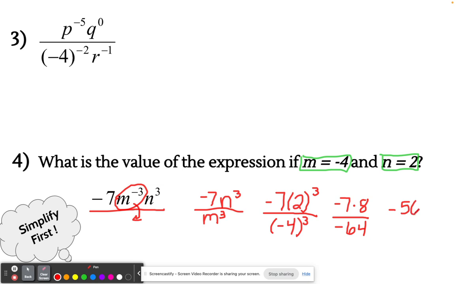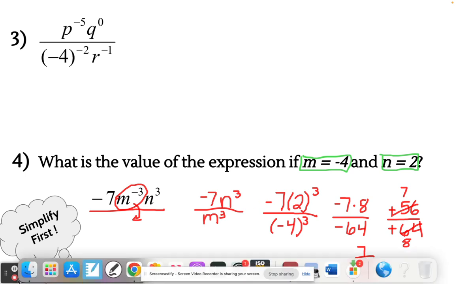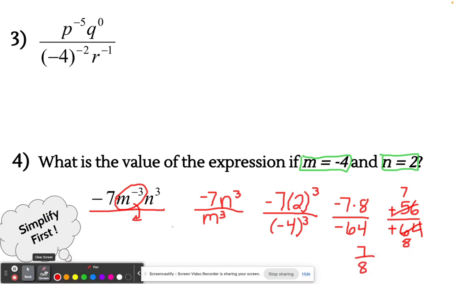Now I have negative 7 times positive 8 is negative 56 over negative 64. I have a negative and a negative, so that will cancel out and leave me with a positive because a negative divided by a negative is a positive. And I can simplify 56 and 64 with 8. So this would become a 7, and this would become an 8. So my final answer to this whole thing is 7/8. Lots of steps. But you don't want to lose track of any of them.